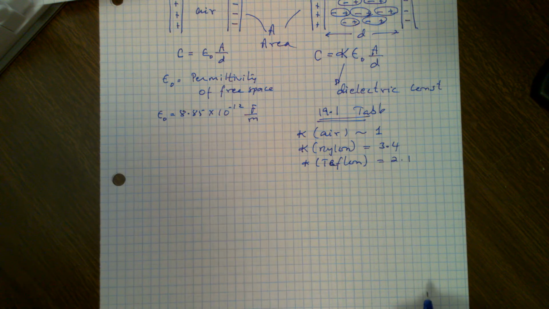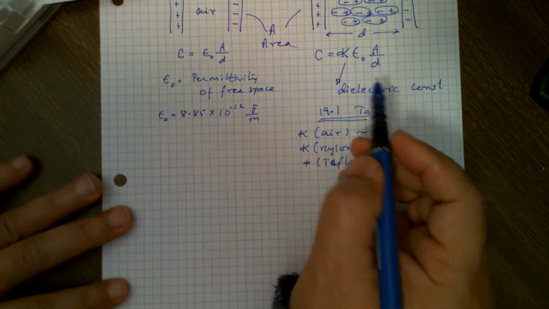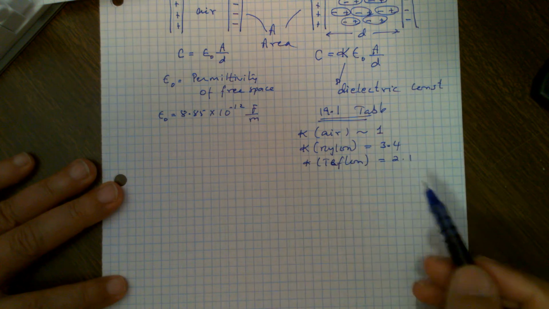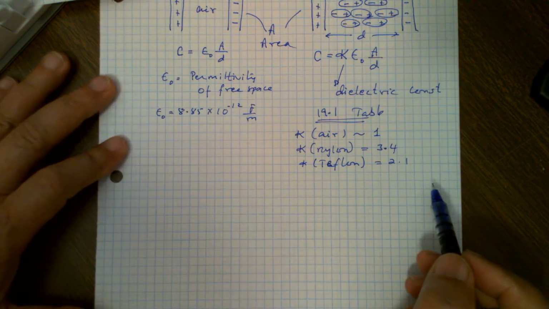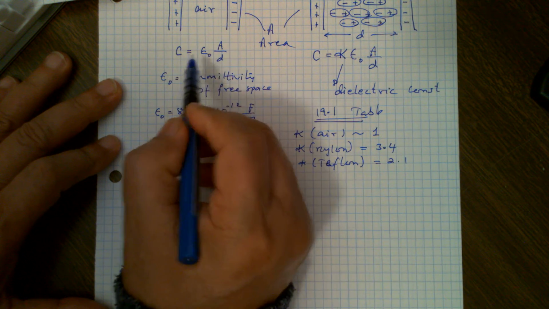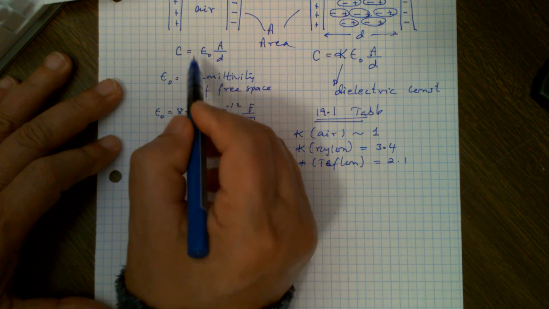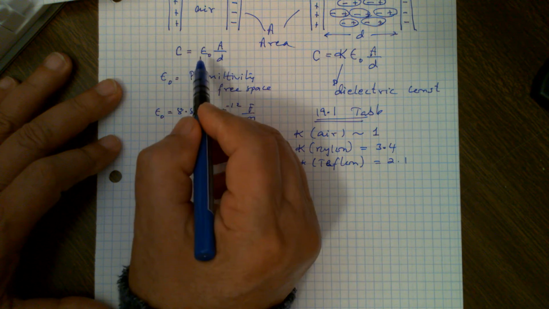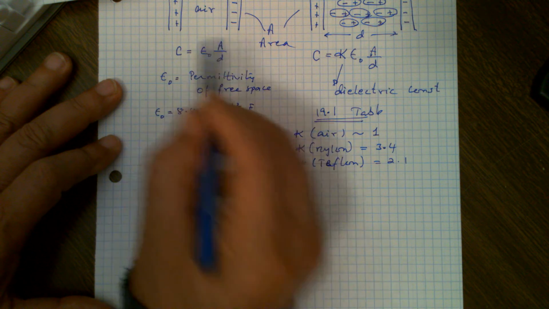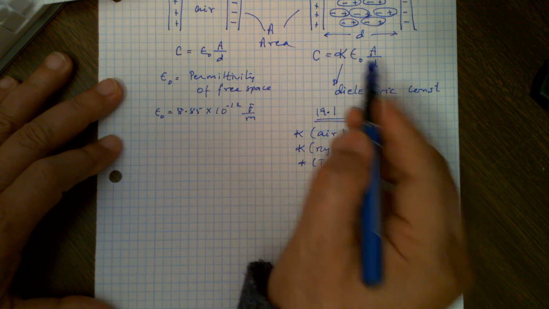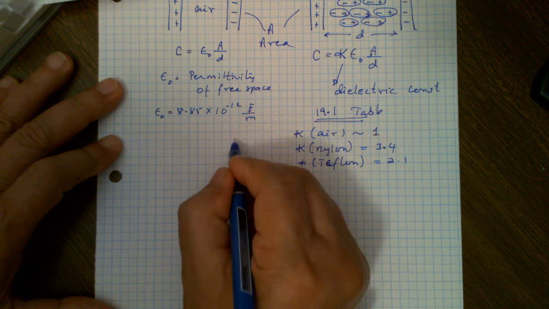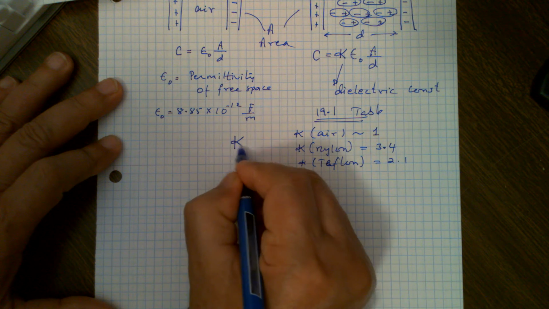So all you have to do is use this formula and look in the table. All right? The only time you can use the formula without the kappa in it is if it is vacuum or filled with dry air. And by the way, this is the Greek letter kappa. So it's like a K, like that.